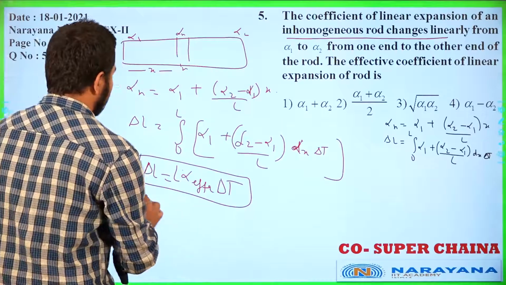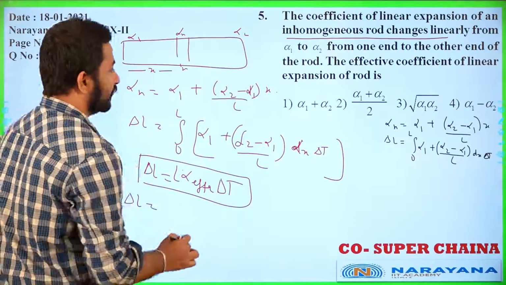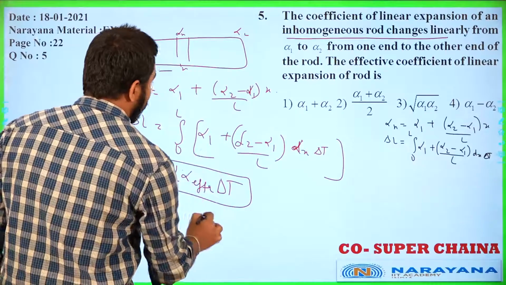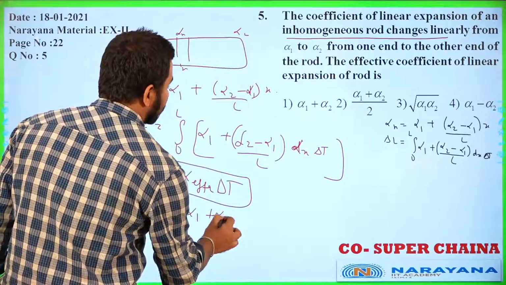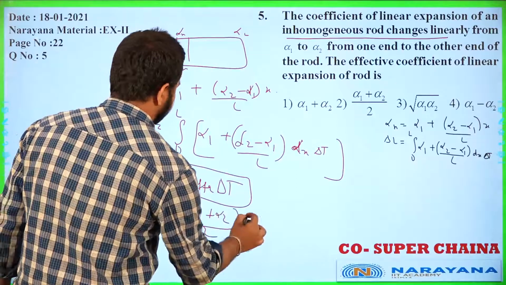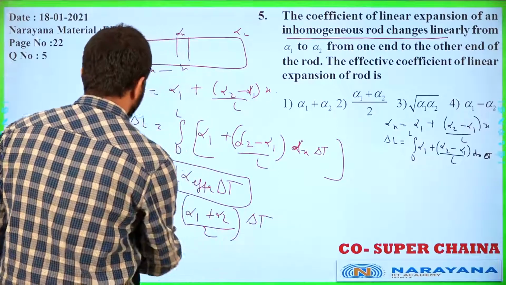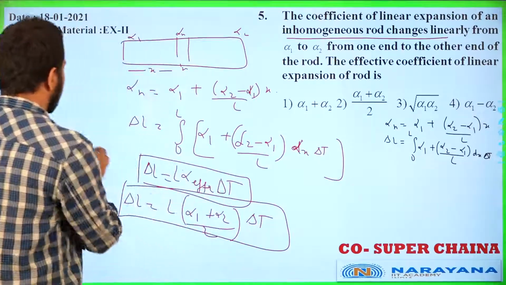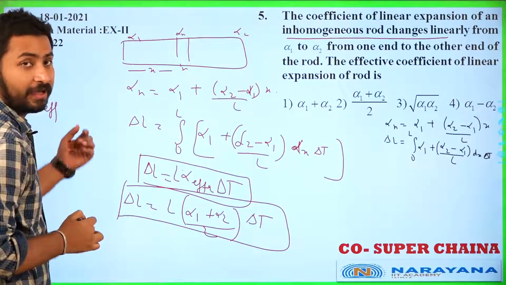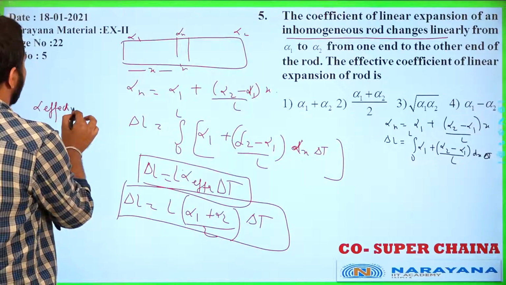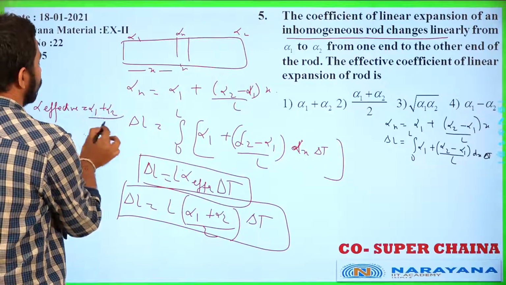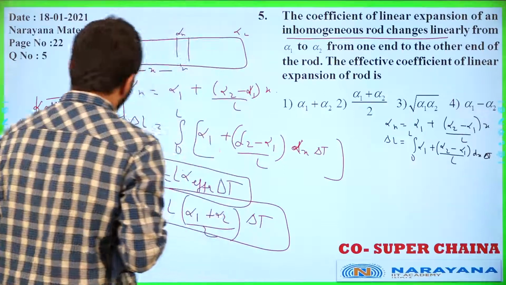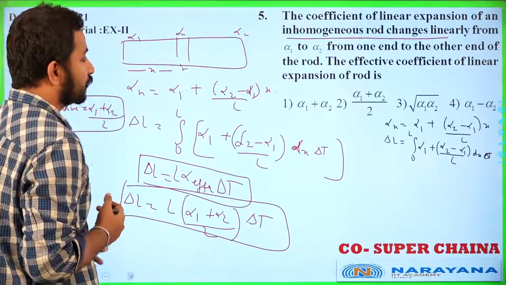So if you just equate it here and put the limits, delta L will be coming as L times alpha 1 plus alpha 2 by 2 times delta T. So if we equate this with this value, alpha effective, student, will be coming as alpha 1 plus alpha 2 by 2. So this is my resultant value which will be the answer for this question here, student, right? So let's proceed to the next one now.